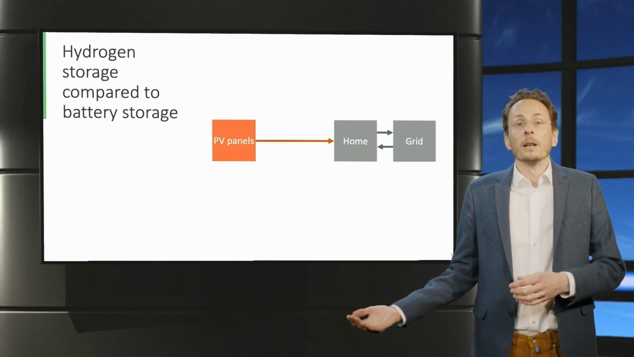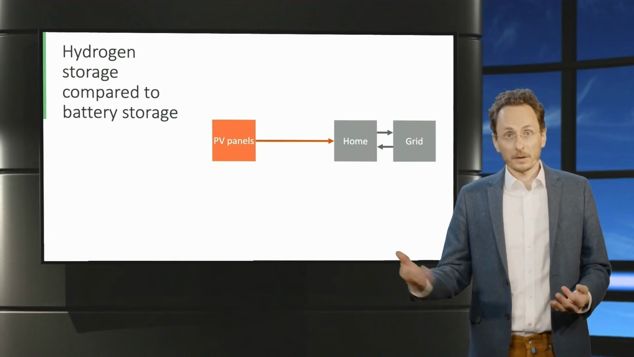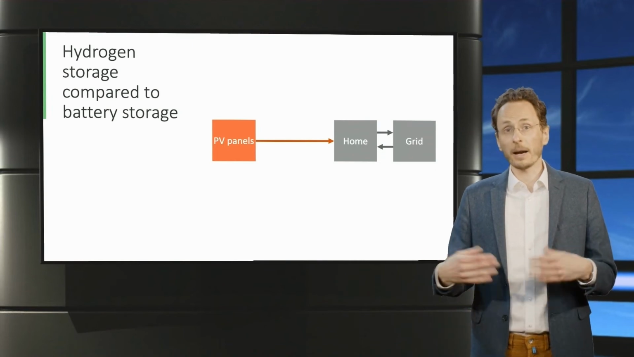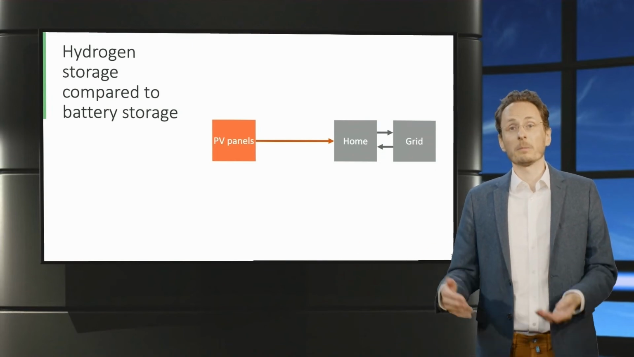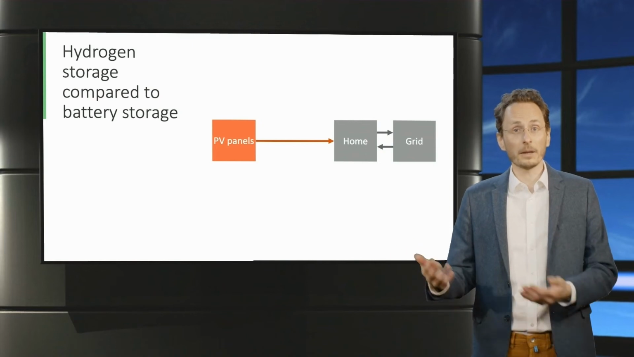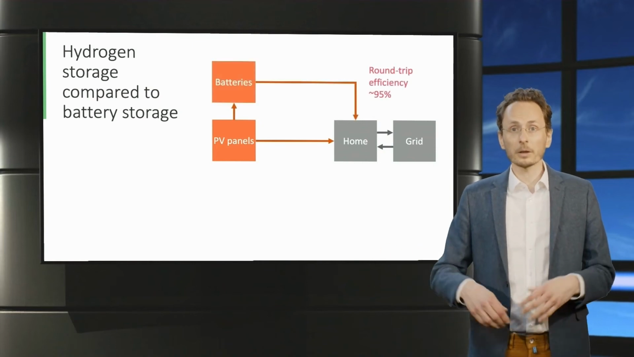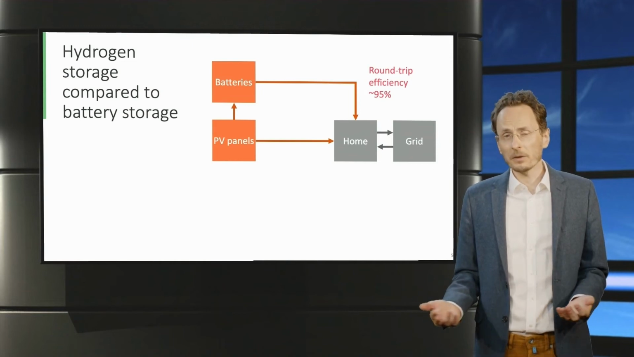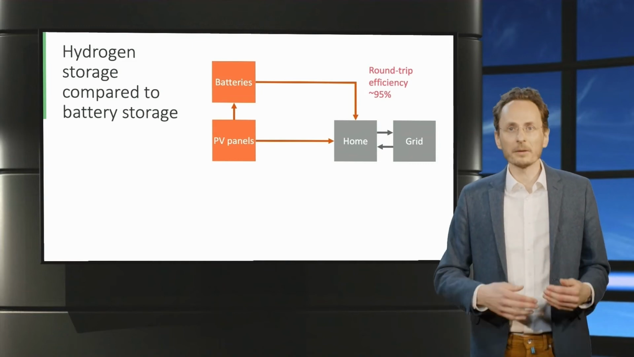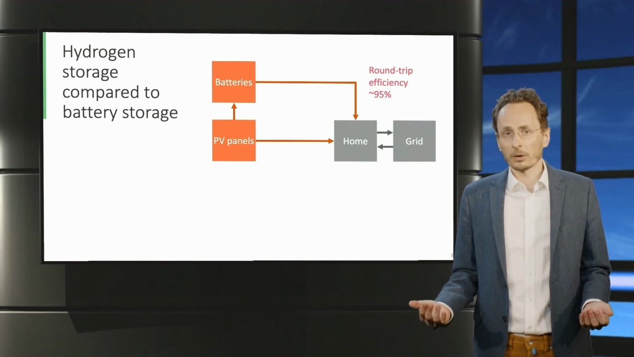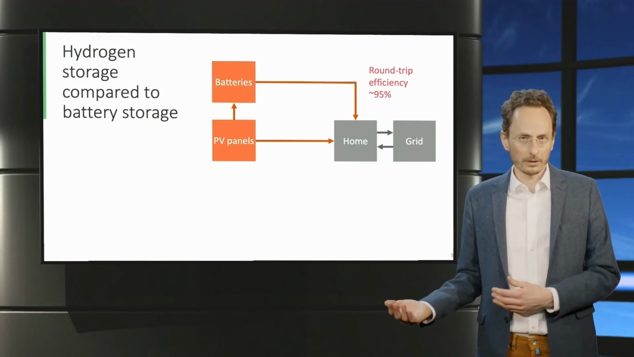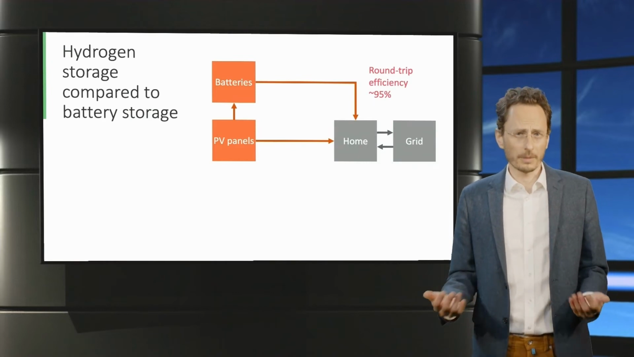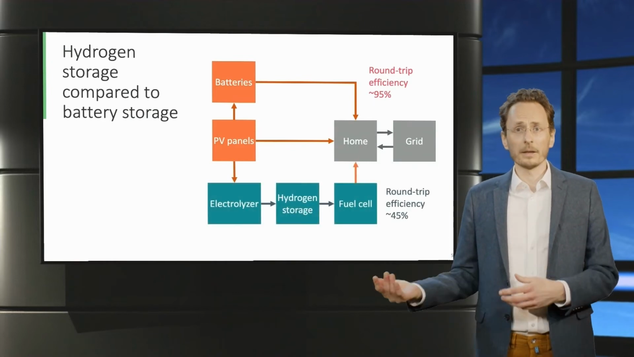Now, hydrogen. Let's look at an example, a simple home with a rooftop PV system. The home is connected to the power grid, so it can get electricity both from the PV panels on the roof and from the grid. Now, we looked at batteries earlier. A typical lithium-ion battery has a round-trip efficiency of about 95%. So if we store electricity and retrieve it later, we lose about 5% of that electricity along the way. That's not too bad. Now let's look at hydrogen.